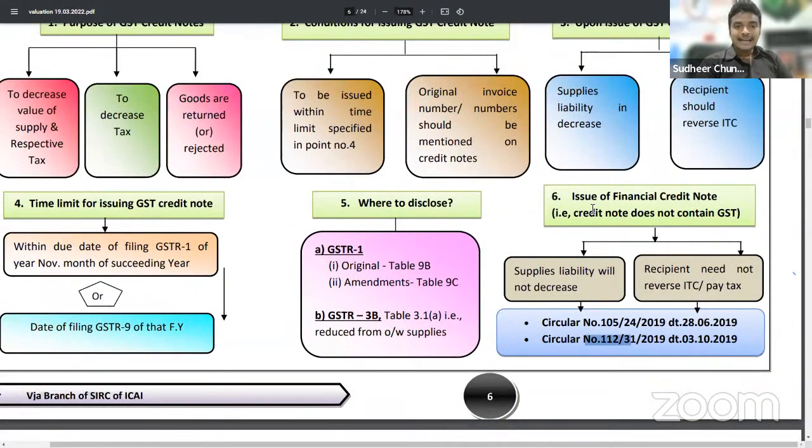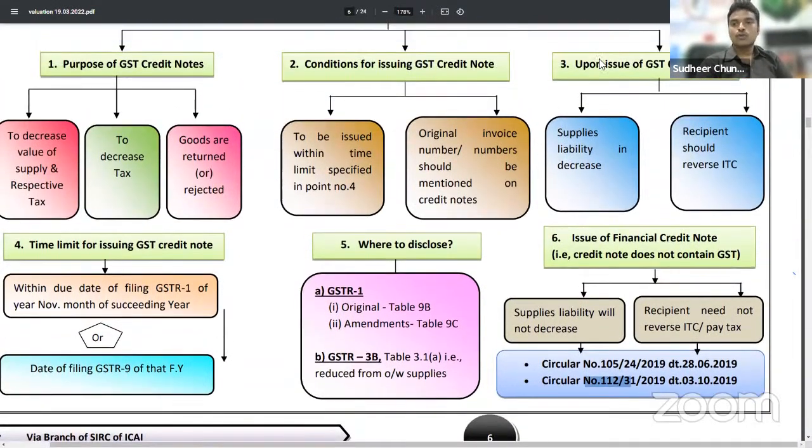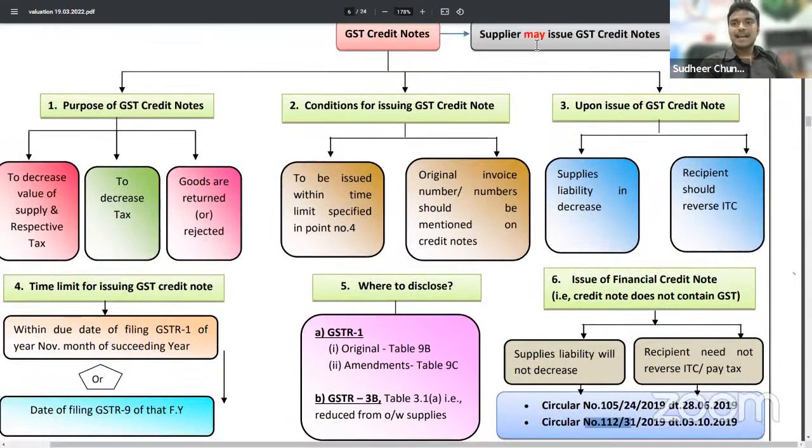Sir, is it mandatory to issue a GST credit note? No, because the term they have used here is "may". That means it's not mandatory. So financial credit notes can be issued.